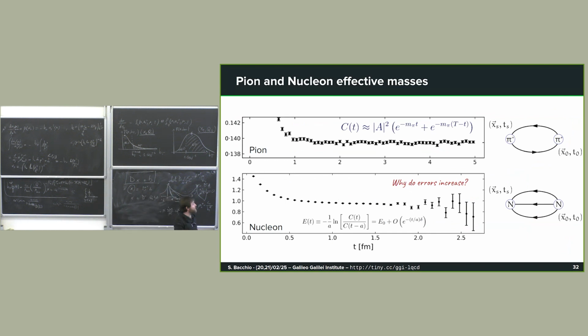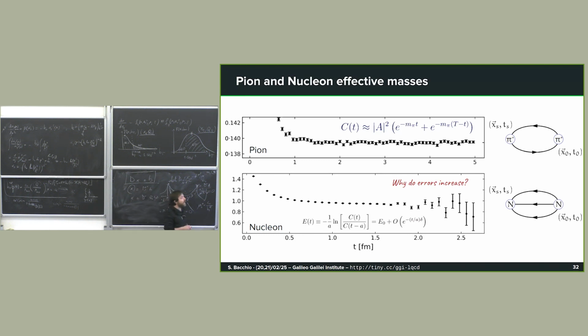For the nucleon, it's a bit more difficult. The errors are increasing exponentially. Why are the errors, what do you expect? The errors to increase or not to increase? Which one is the anomalous one? Something exceptional is the pion that does not have increasing error, because if you try to measure a correlation function at large distance, it's very difficult. It's a very difficult task. And this is actually the norm. The norm is that the error increases exponentially with the time.